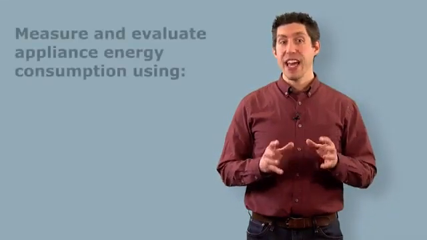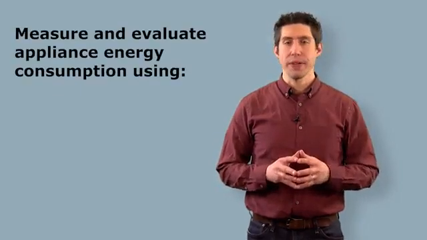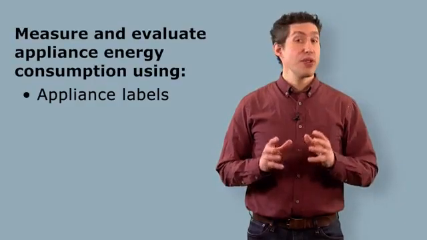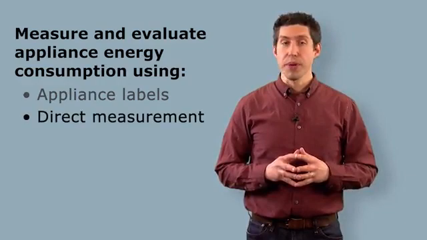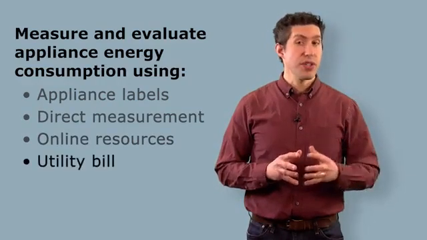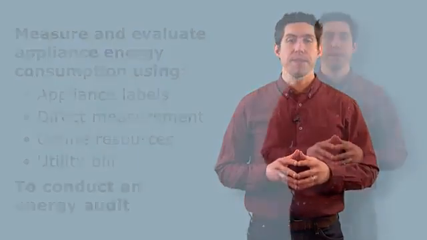In this segment, we're going to examine a few ways to evaluate the energy consumption of different electrical devices and develop an energy audit. First, we're going to start by using appliance labels, then use other methods to determine power and energy consumption using empirical measurements, then look at online resources, an electrical utility bill, and how to conduct an energy audit of electrical devices.